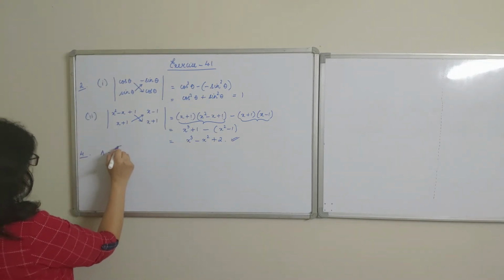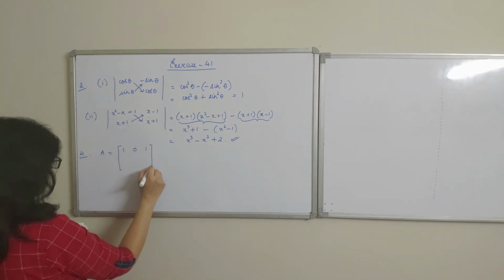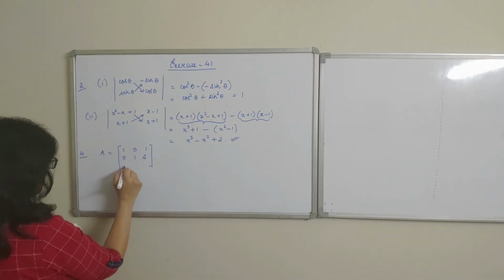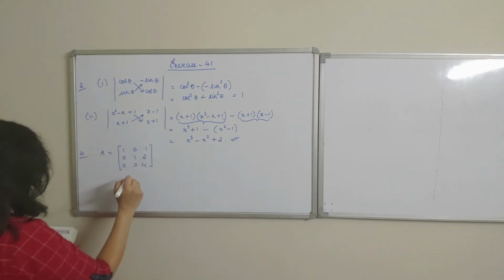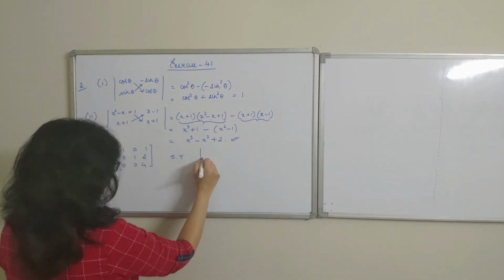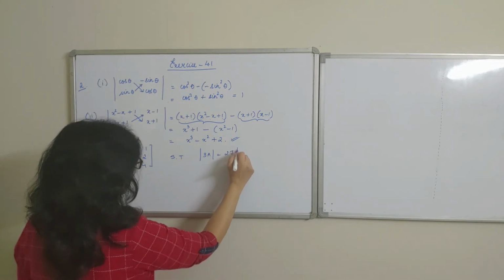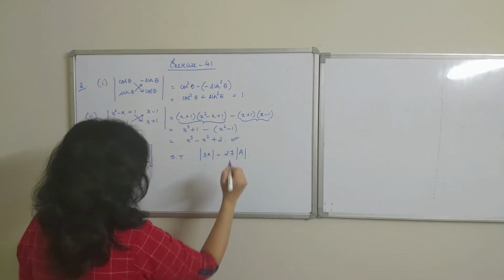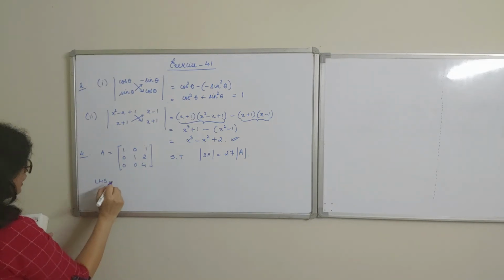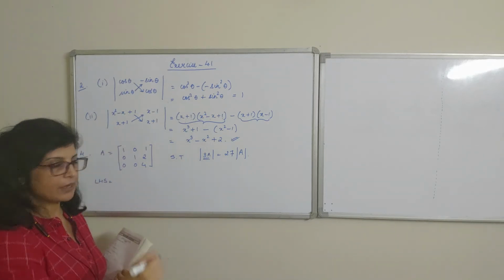A matrix of order 3 by 3 is given. The first row 1 0 1, second row 0 1 2, third row 0 0 4, and we have to show that determinant of 3A is 27 times determinant A. So let's start with the left hand side. Look at this. This is 3A. 3A means scalar multiplication.